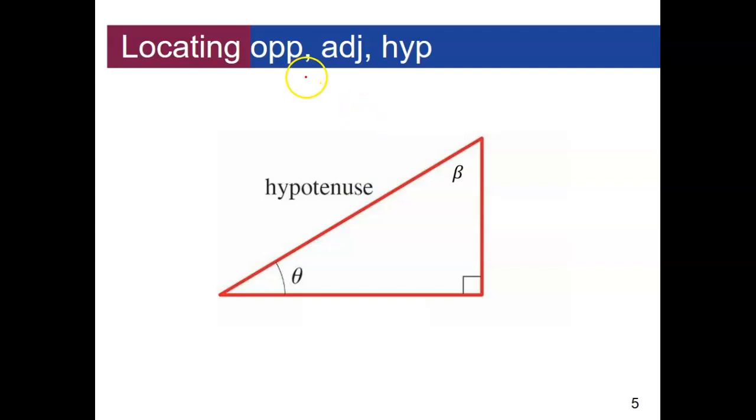Some people have trouble identifying which one is the opposite side, the adjacent side, and the hypotenuse. It's always relative to your angle. So if I'm going to work with theta and I go straight across, then this is going to be my opposite side, and this is going to be my adjacent side. Okay, now I'm going to change this. If it's in relation to beta, which is here, this is opposite and this is adjacent.